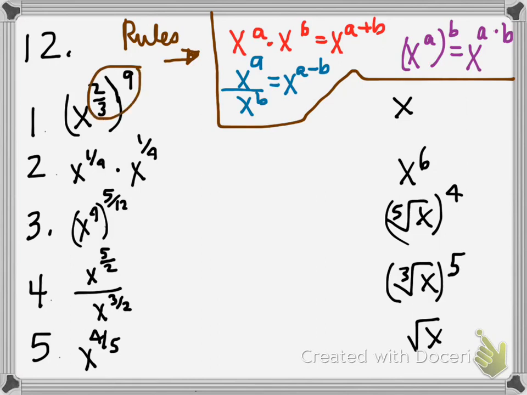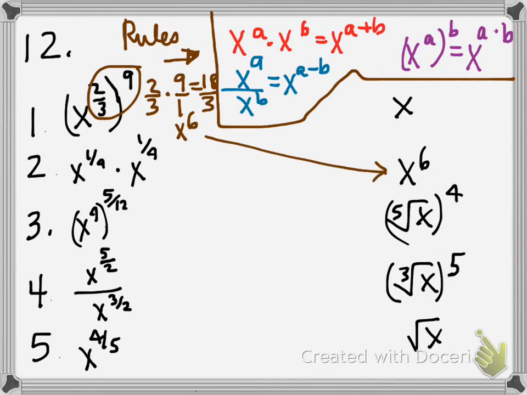So since 2/3 is a fraction, let's make 9 a fraction by putting a 1 under it. So 2/3 times 9 over 1, you can multiply straight across and you get 18/3, and 18 divided by 3 is 6. So this would be x raised to the 6th power, which is the second one across.